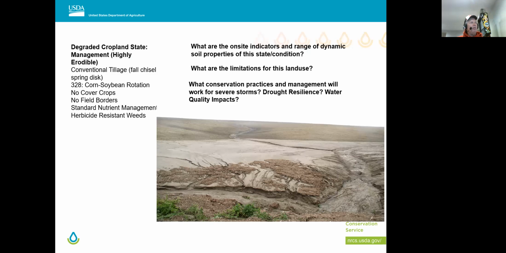And what do you see? What are the common indicators? There are some obvious ones you can see from this photo. Obviously, what are some of the limitations on this land use of cropland?